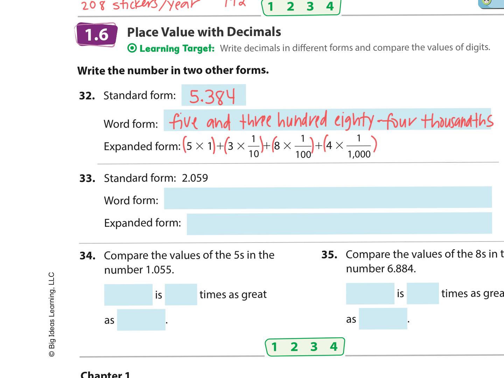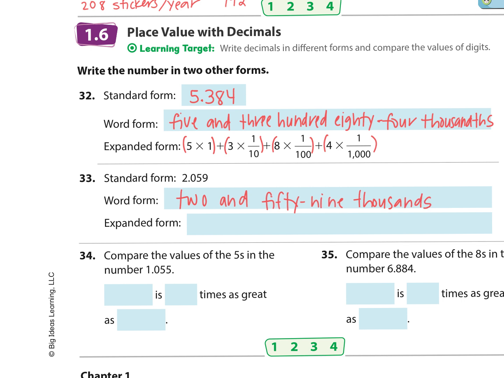Okay, number 33 was also asked about. So I'm given standard form this time. I'm going to write it in word form and then expanded form. So how do I read this number? Yes. 2 and 59 thousandths. Mm-hmm. So 2 and 59 thousandths.